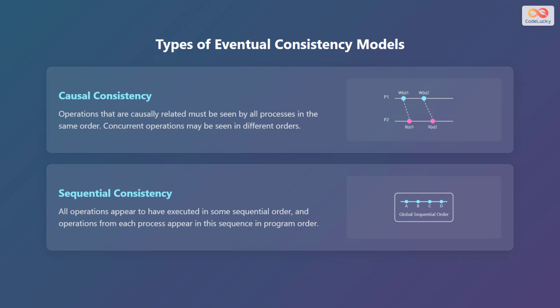Now let's explore some types of eventual consistency models. First is causal consistency. If operation A happened before operation B, all processes will see A before B. Concurrent operations, however, may be seen in different orders. Next is sequential consistency. All operations appear to have executed in some sequential order, and operations from each process appear in this sequence in program order.